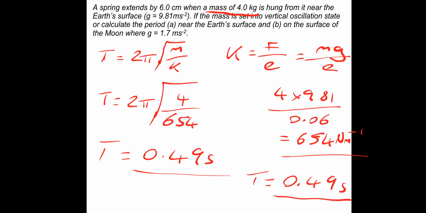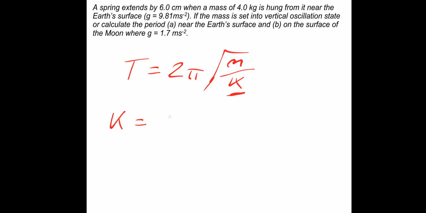This equation, so let me just clear this now that we know, the equation T equals 2 pi root m over k does not have g in it. And the spring constant is the spring constant. The spring constant is force over extension.